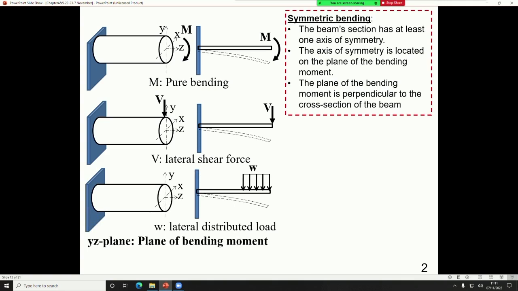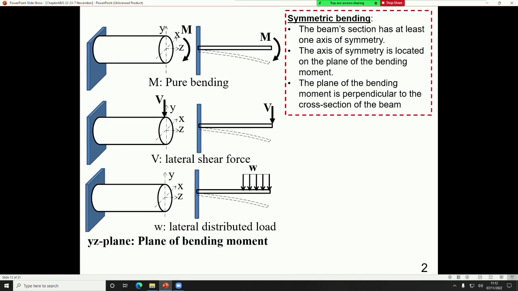So in all the analysis I do for you in this chapter, we have attached the XY coordinate system to the cross-section, and the origin of the Z-axis is at the left end of the beam. If you've done it differently in previous years, I believe you did a bit of analysis last year, do whatever you're comfortable with. But this is how I am going to do it. So XY attached to the cross-section, and the origin of the Z-axis is at the left end.